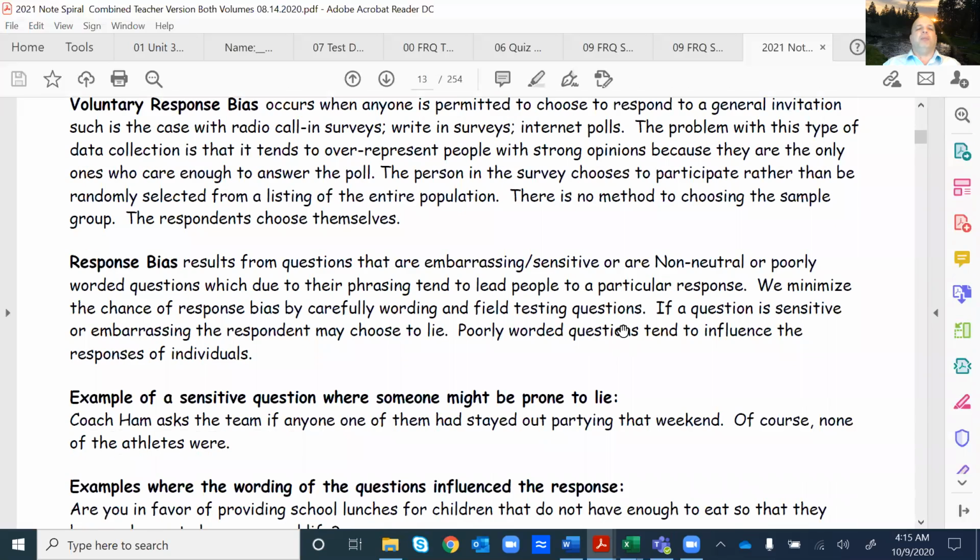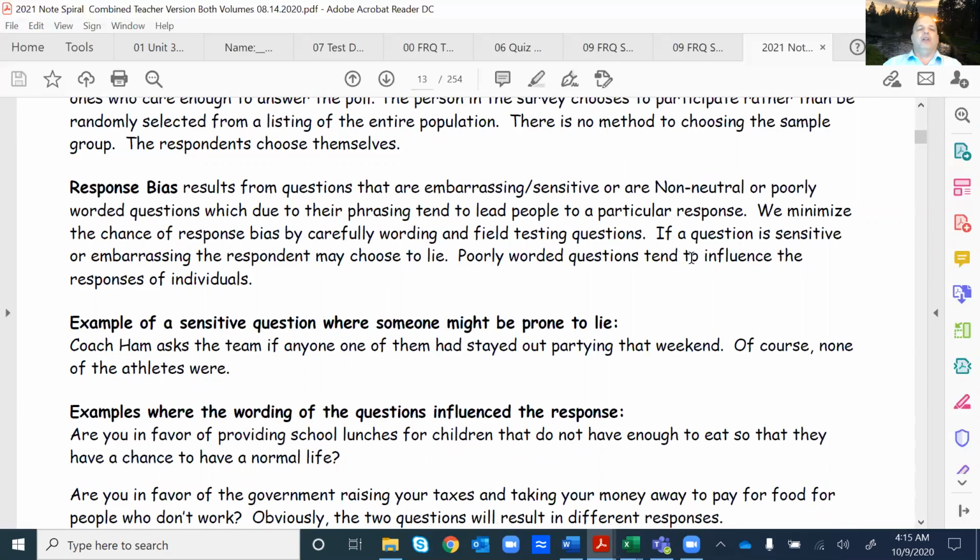Then we have response bias, where the question is sensitive or worded in such a way that we don't tend to give an accurate response. So the actual population is not measured correctly. Okay? All right.